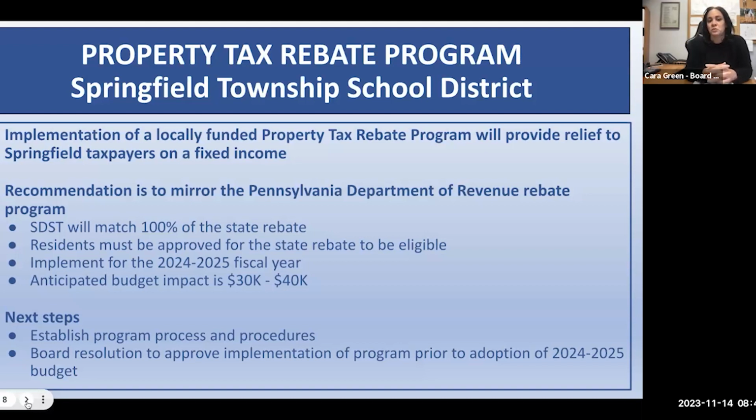So our next steps would be to establish a program process and procedures. And then at some point prior to the adoption of the 24-25 budget, the board would need to pass a resolution approving the implementation of the program. So that's where we're at in this piece of looking at the program. It's in its infancy stage right now, so we can have some discussion on that if there's questions about how this works, about who would be eligible. That's all going to be teased out in the next couple of months. Are there any questions on this?